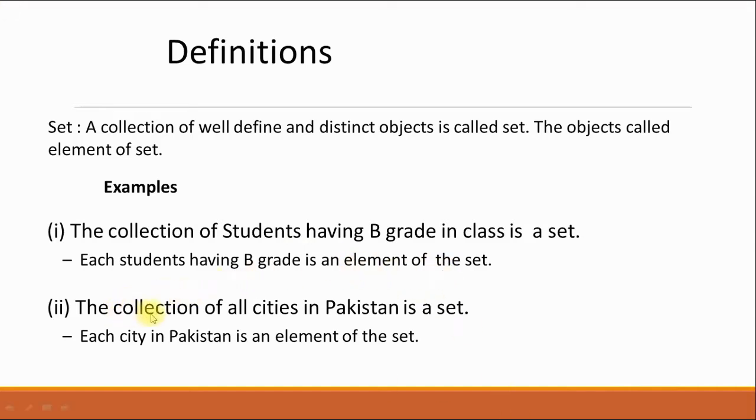Similarly, another example, the collection of all cities in Pakistan is a set. The description is well defined and distinct. If we say the collection of all cities, then this description is not well defined. But the collection of cities in a specific country, Pakistan, is now well defined and distinct. So this is a set, and each city in Pakistan is an element of the set.